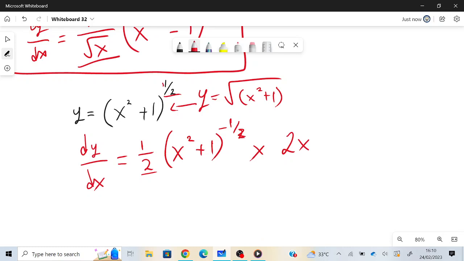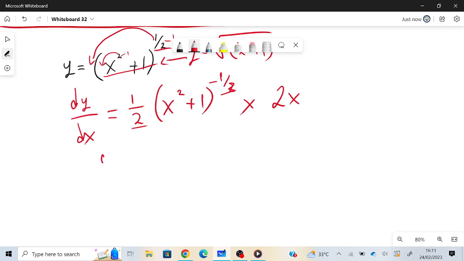Again, the 1 over 2 came because I times it by what's in front over here. That's 1, so it stays 1 over 2. Take away 1 from 1 over 2 gives you minus 1 over 2, and the derivative of x squared plus 1 is 2x, because you times this by in front, so you have 2x. Take away 1 from the power, that's x to the power of 1, which is the same as 2x, so times it by 2x. Going at dy/dx is equal to 1 over 2 times 2x, that's 2x over 2, into x squared plus 1 to the power of minus 1 over 2.